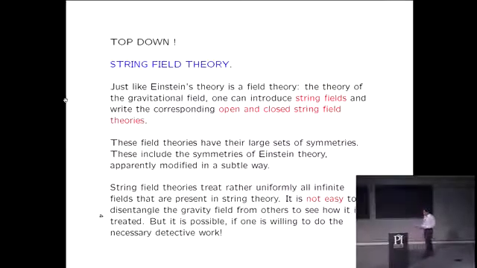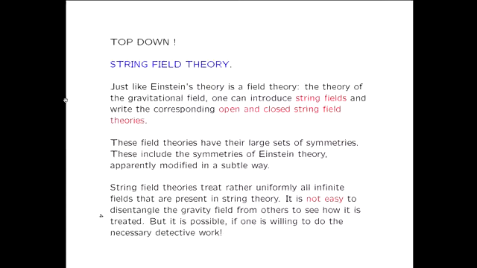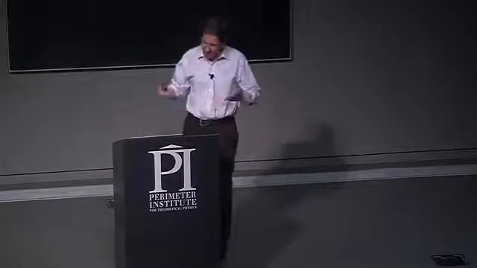There's a top-down approach. You could say we have Einstein's field theory. Well, what is the string field theory? And that must be what it is and how it looks. So just like Einstein's theory is a field theory for a gravity field, you can introduce fields of strings and write corresponding open and closed string field theories. And these string field theories have enormous sets of symmetries, gauge symmetries that are incomparably larger than the ones we're familiar with. And they include the symmetries of Einstein's theory, although you can't quite prove they're exactly the same. They look the same to first approximation, but maybe they're modified in some subtle way in string theory.